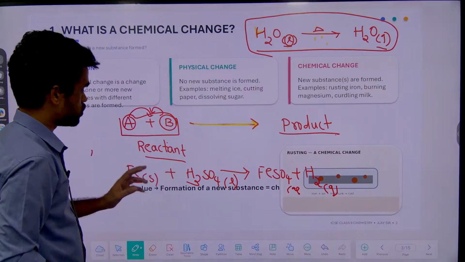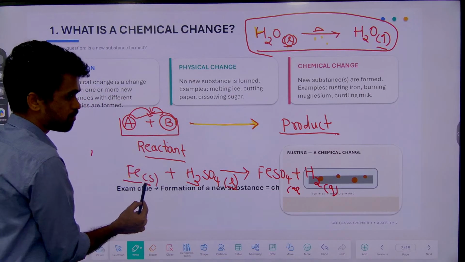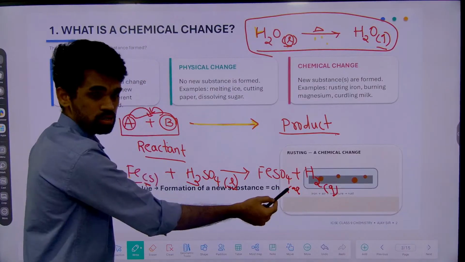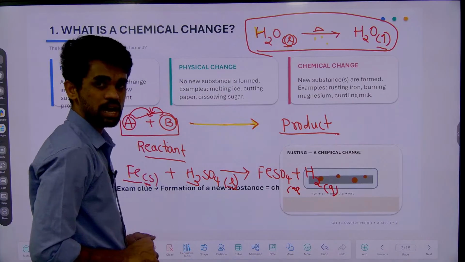Okay, in a chemical change, the physical states also vary, like solid might be converting into aqueous here. This is liquid, that is becoming gas. So physical states may also change.